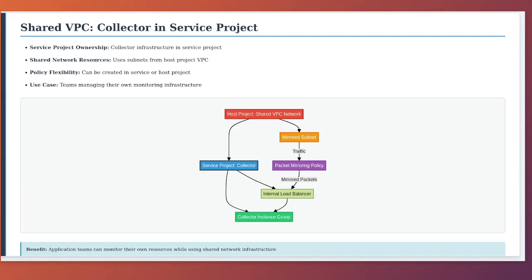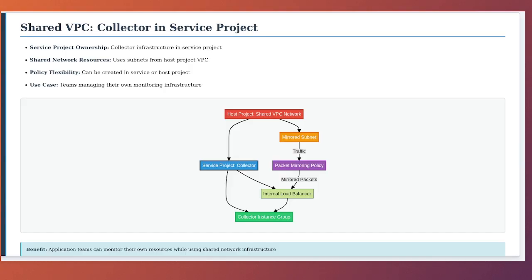In the center, we see the packet mirroring policy. This policy could be created in either the service project containing the collector or in the host project. The flexibility of where to create the policy is one of the advantages of shared VPC. If the application team operating the service project wants to monitor their own instances and has provisioned collector infrastructure in their project, they can create the policy themselves. Alternatively, the central networking team in the host project could create policies to monitor instances across all service projects.